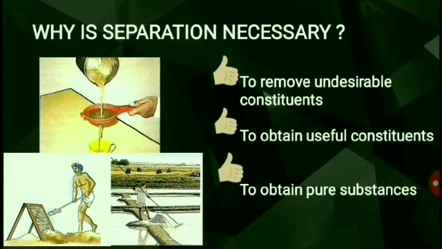Now the second is to obtain the useful components or constituents. Sometimes a mixture cannot be used directly. Like petroleum is a mixture of several useful constituents. So petrol, kerosene and diesel are separated from petroleum oil to be used as fuel in vehicles and at home. The third is to obtain pure substances. Sometimes we need substances in their pure form at home or for research work, so it is necessary to obtain pure substances.